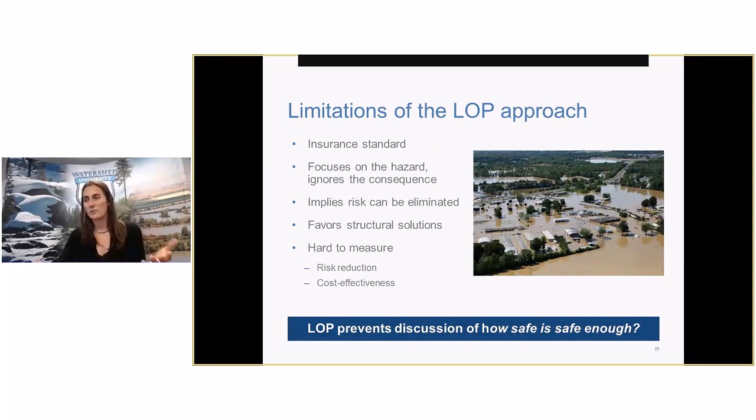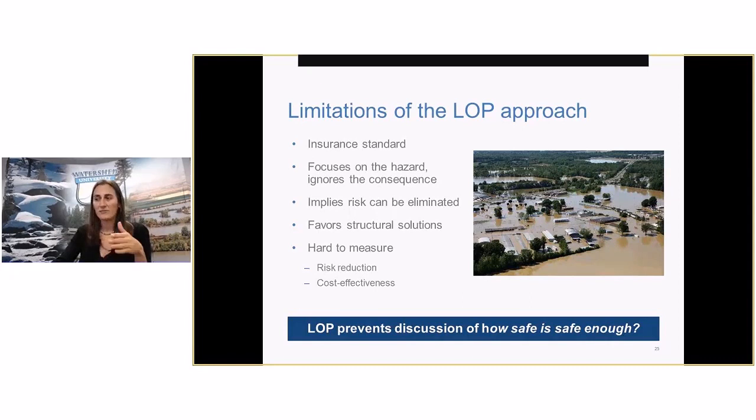Another limitation of this level of protection approach is that it focuses on the hazard, and in doing so we ignore the discussion on consequences, and we imply that risk can be eliminated. This approach also tends to favor structural solutions like levees and flood walls because it ends up being really the only way that you can get out of your flood insurance mandatory requirements. And in addition, as we saw before, it becomes hard to measure risk reduction that you're getting or cost effectiveness that you're getting if all you're measuring really is that water level of the 1%, as opposed to measuring the damage and life safety issues.